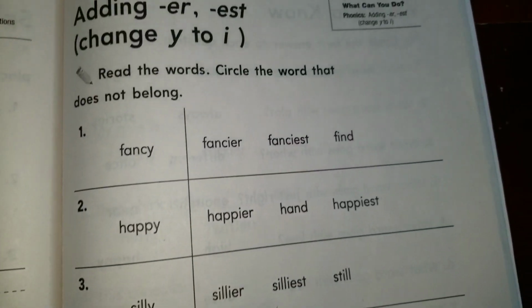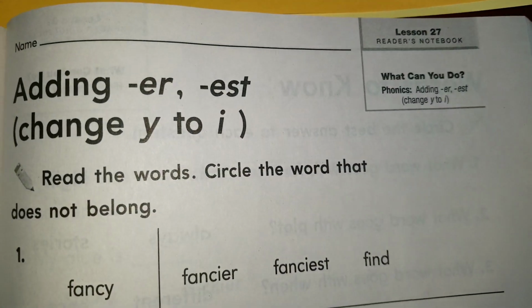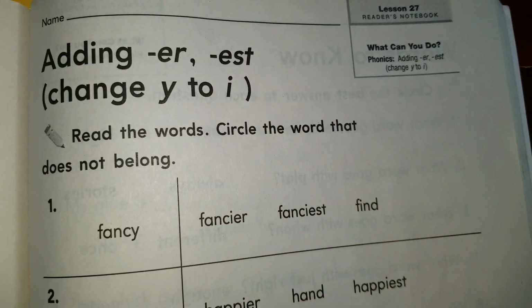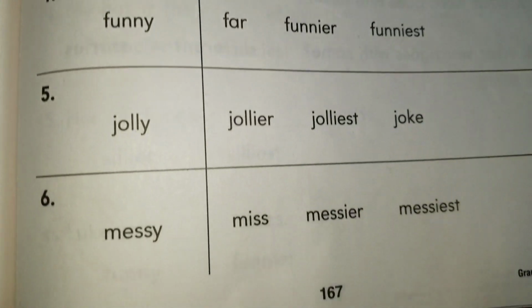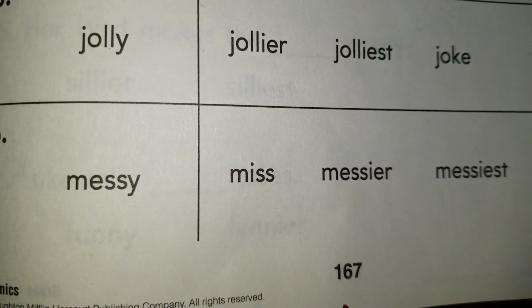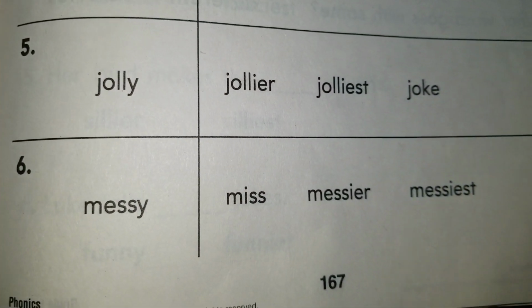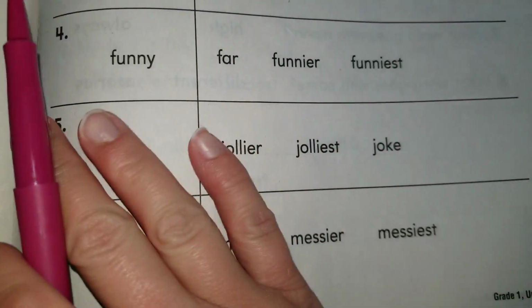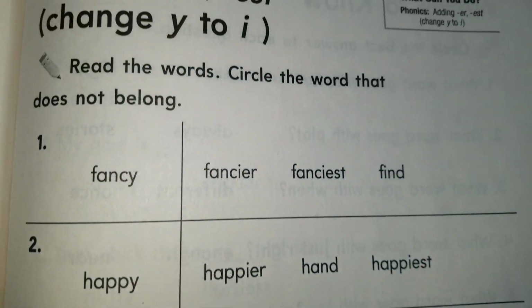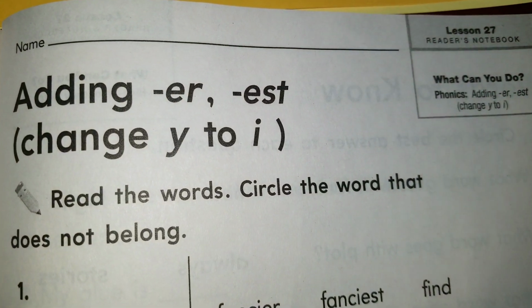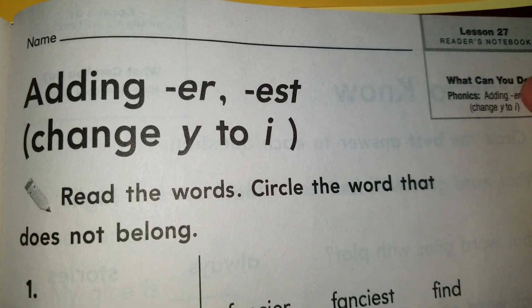So today we are going to begin with adding ER and EST and the rule change Y to I. Make sure please that you are on page 167. That's the first page we are going to do today. Page 167 is your first page. And you also make sure you write your name and last name at the top of the page, please.